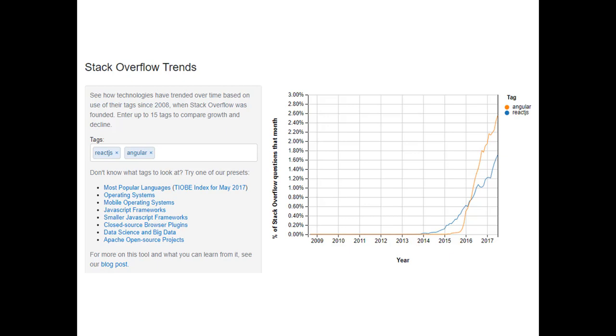If you are confused between Angular and React.js, then this is the graph for you. Angular is easier and more popular in comparison to React.js. The websites developed with Angular look wonderful in comparison to React.js.